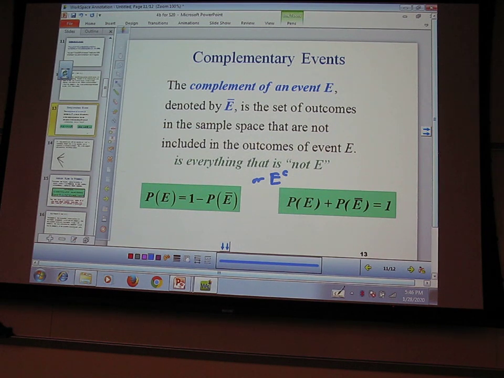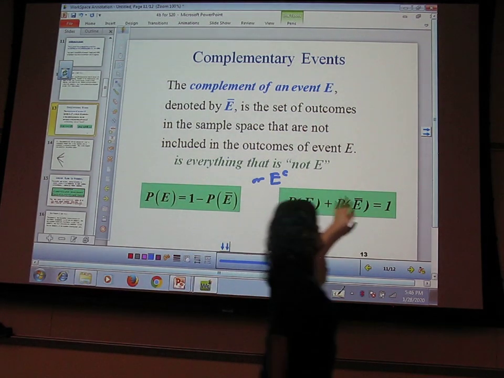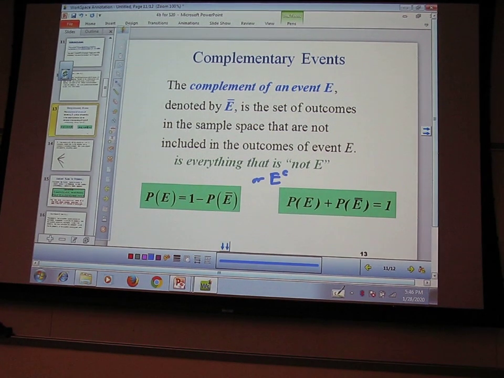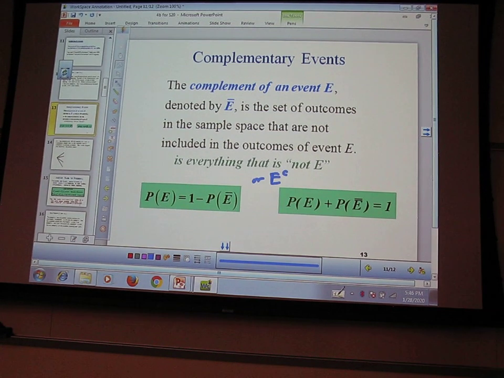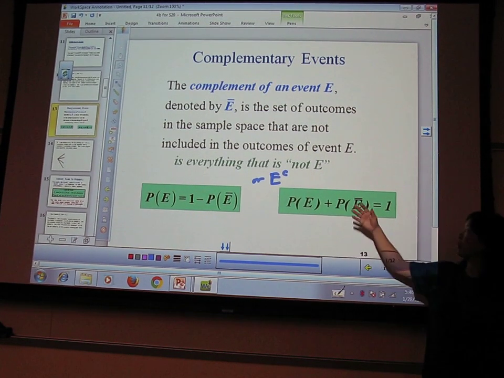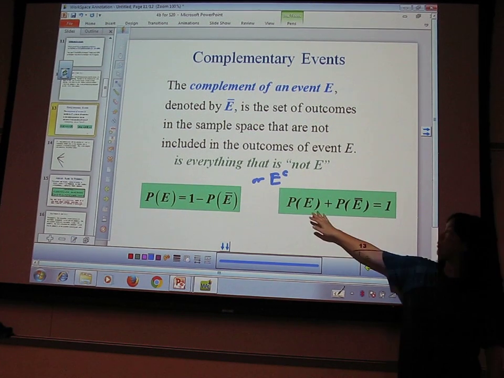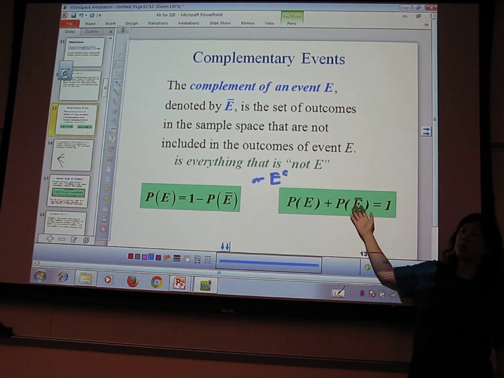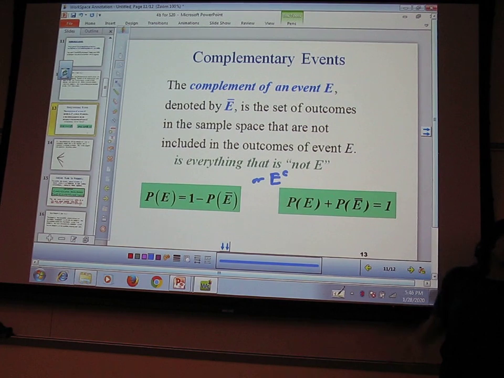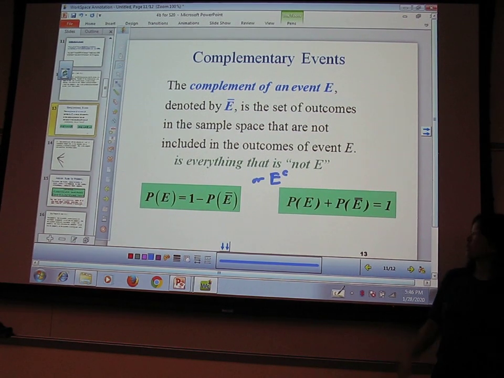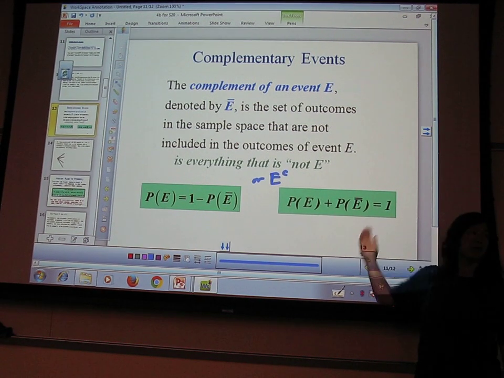The nice thing about it is probability of rain plus probability of no rain has to equal 1 or 100%. Probability someone has brown hair plus probability they don't have brown hair has to equal 100%. If you add the probability of an event plus the probability of its complement, you better get 100%. Because either you are or you aren't, right?